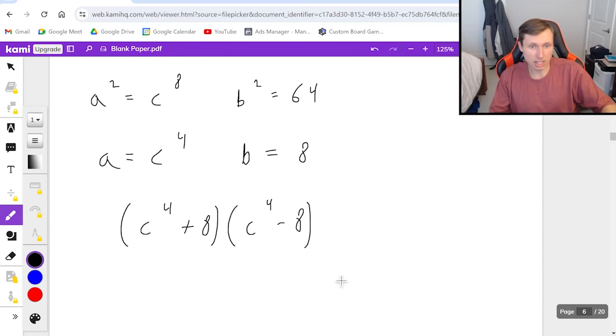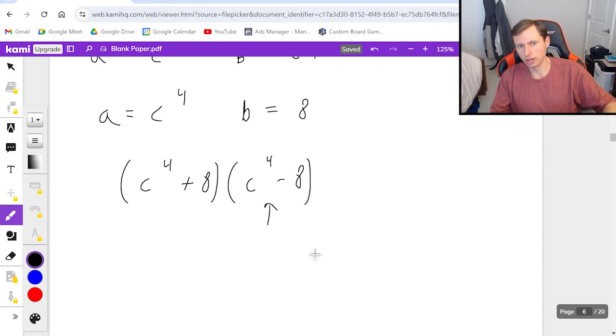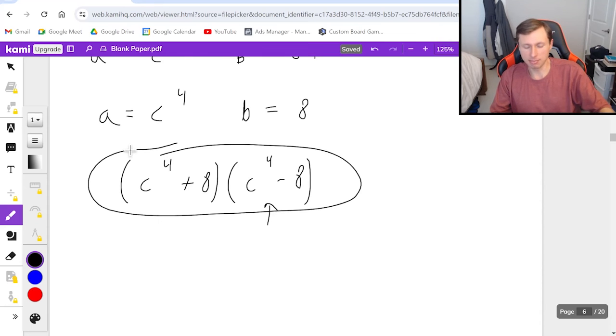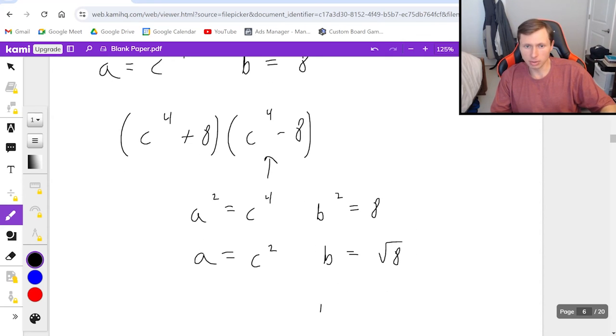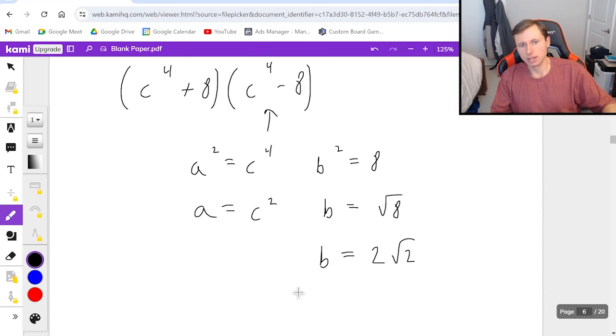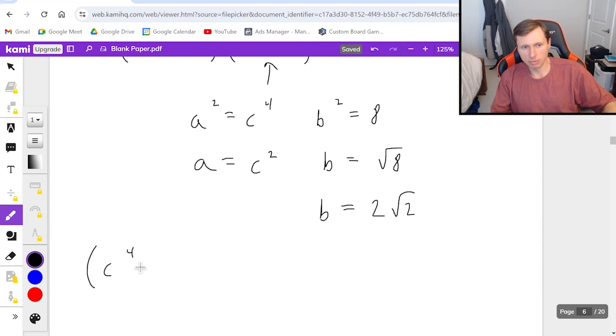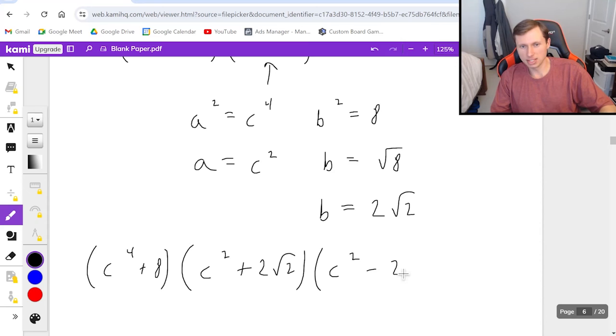And if we want, we can keep going, because now this is a difference of two squares. Or if you want, you can also just keep it here. I'm okay with that for this one. It really depends on what your teacher wants. But this one on the right can be broken down further, because a squared is c to the 4th, and b squared equals 8, which means a equals c squared then, and b equals root 8, which we said earlier, root 8 reduces to 2 root 2. So then I have first term, c to the 4th plus 8, next term, c squared plus 2 root 2, and then the last term, c squared minus 2 root 2.